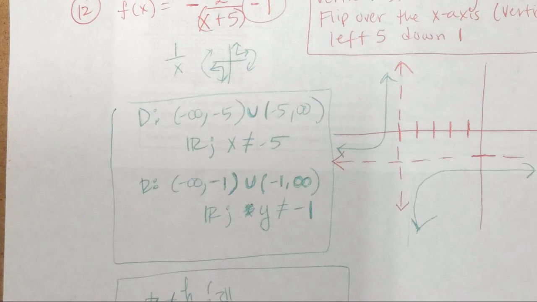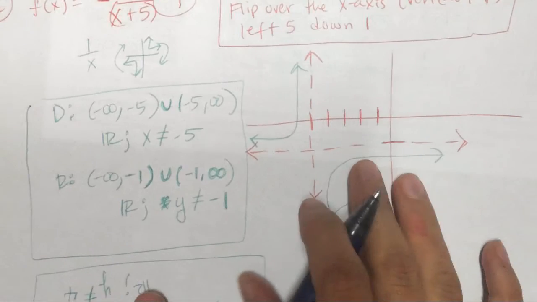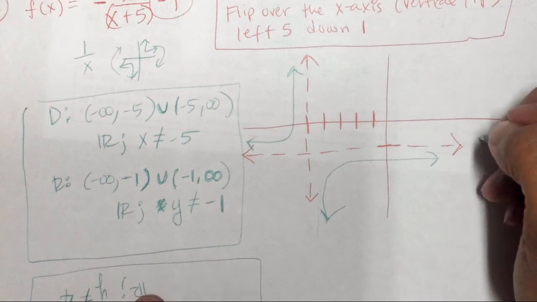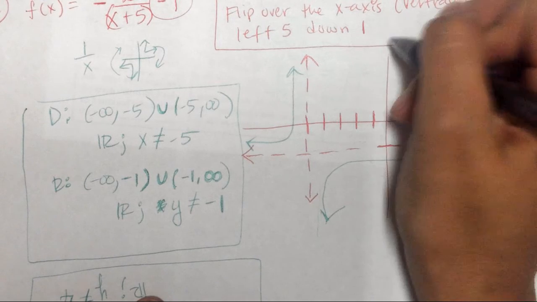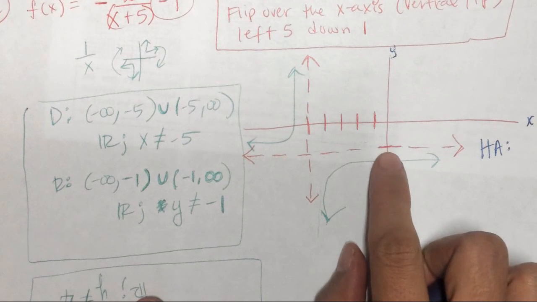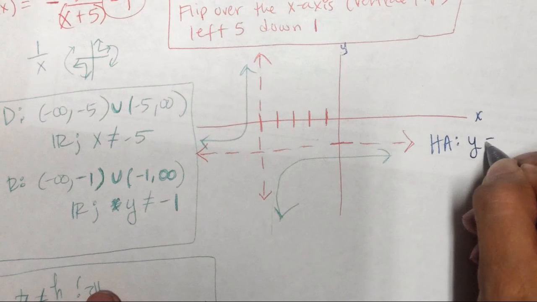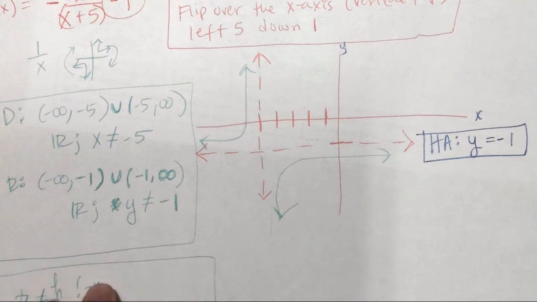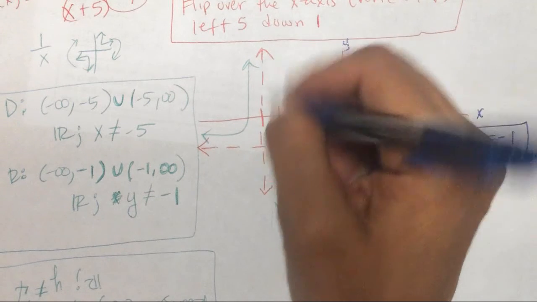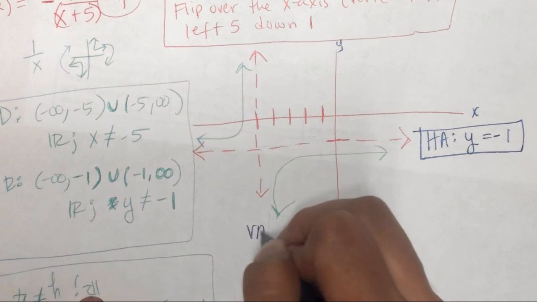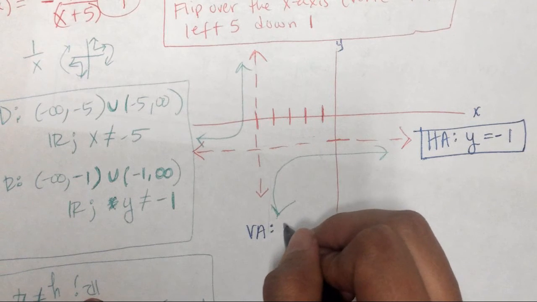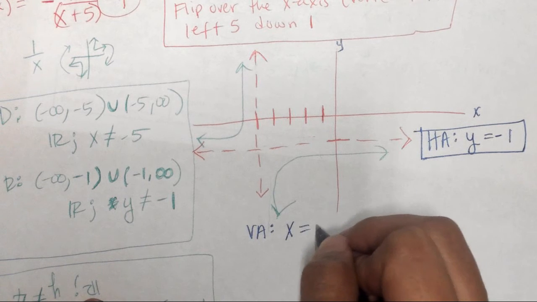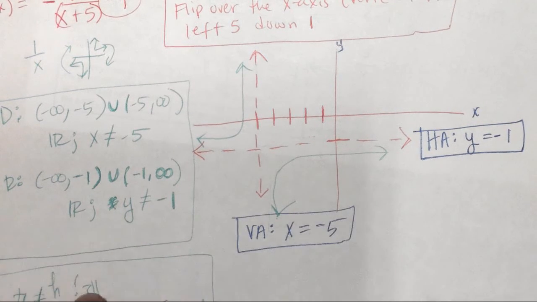And now I just need to list the equations of my vertical and horizontal asymptotes. So this guy right here is your horizontal asymptote, your HA. And remember, it's what he crosses. You see how he's crossing? This is your x-axis and this is your y-axis. He's crossing your y-axis at negative 1. That's that. And then this one right here is your vertical asymptote. He's crossing the x-axis at negative 5, so I'm going to write x equals negative 5. There it is.